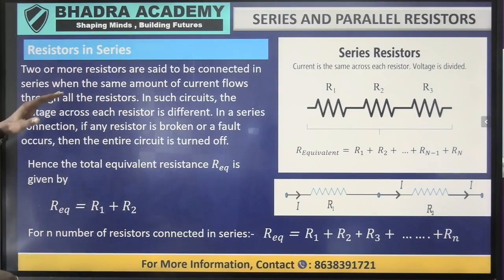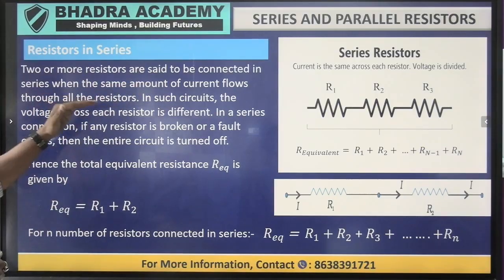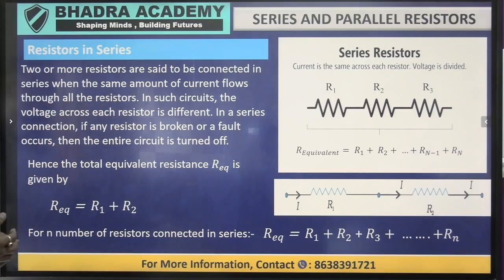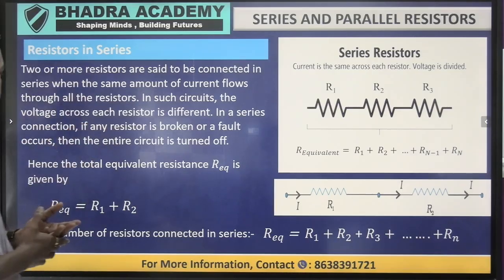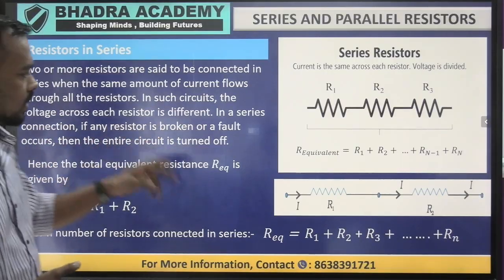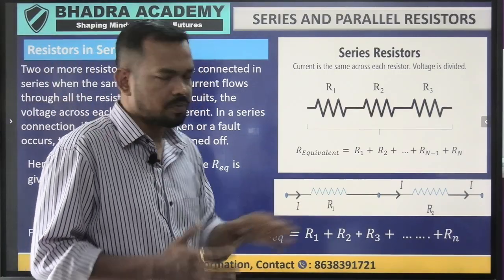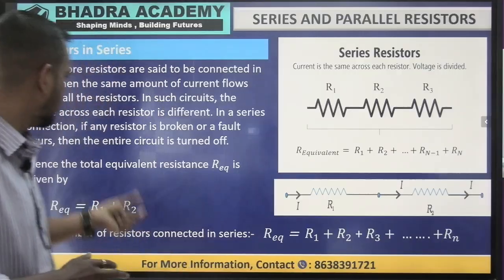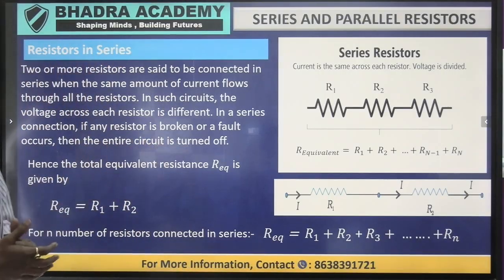And this is what is mentioned here also, where two or more resistors are said to be connected in series when the same amount of current flows through the resistors, right? In such circuits the voltage across each resistor is different, and if any of the resistors is broken, if any line or resistor is faulty or broken, the whole connection is stopped. So the entire circuit is turned off, right?